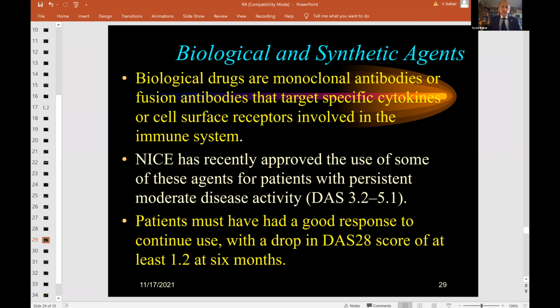NICE has approved some of these, particularly when the disease activity is between 3.2 to 5.1. If this level persists, then one can use the biologics. And for them to continue to use it on a maintenance basis, there should be a score less than 1.2 at 6 months of DAS28. Because these are expensive, there are guidelines justifying continuing use.